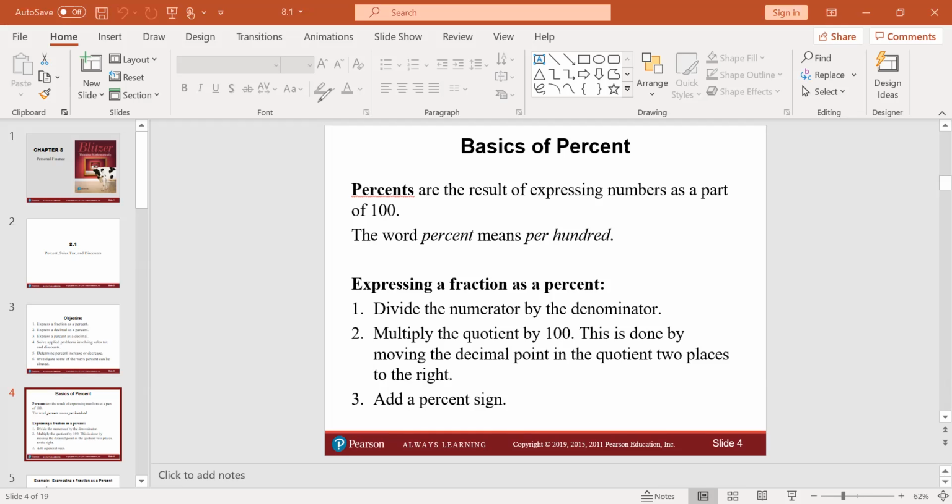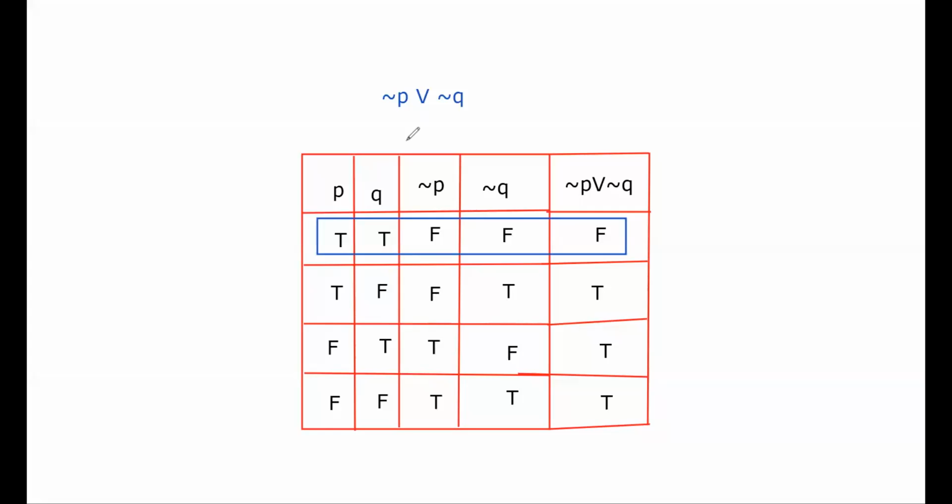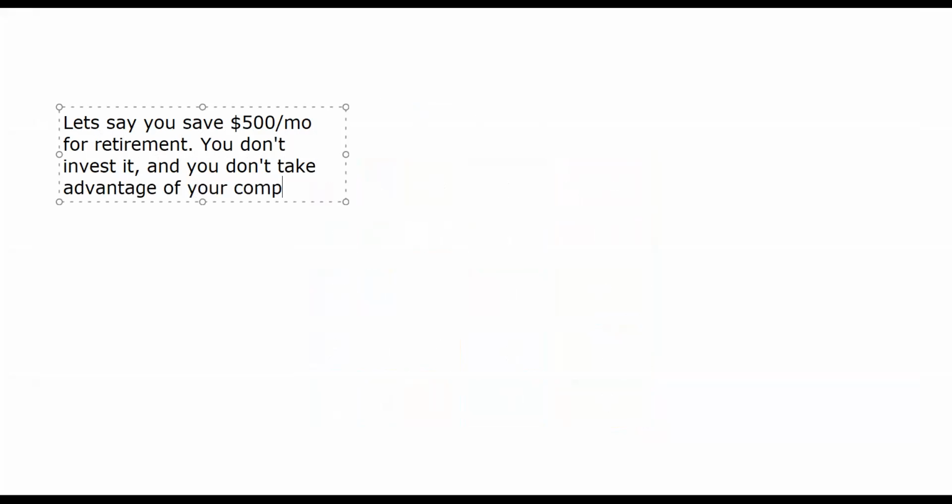And this is just a little side note, but this is going to really drive home why we need to learn the math in this chapter. So let's say you save $500 per month for retirement. Let's say you don't invest it and you don't take advantage of your company's matching benefits, meaning your company's not throwing in an extra $500 a month for you. It's just your 500 and nothing else.